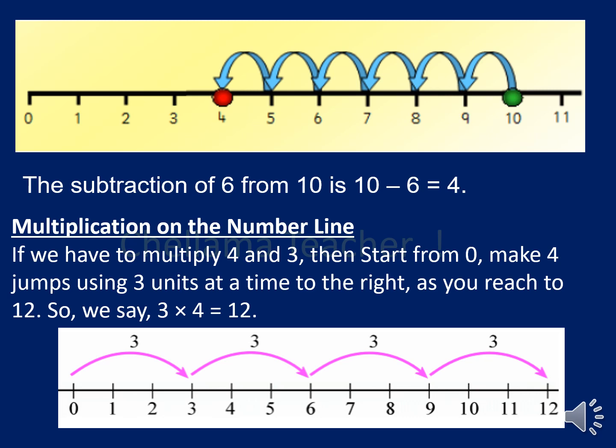How many times do the jumps happen? 4 times. At the 4th jump's end, the point shows number 12. So the answer is 12.